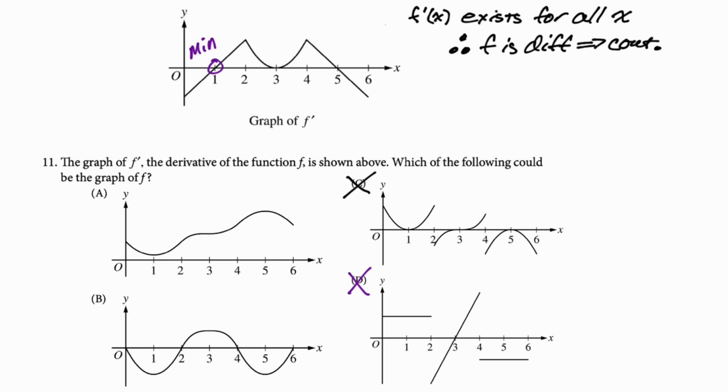So I look across and I see the next easiest thing to deal with is the fact that at 5, the derivative is going from positive to negative, so there needs to be a maximum.